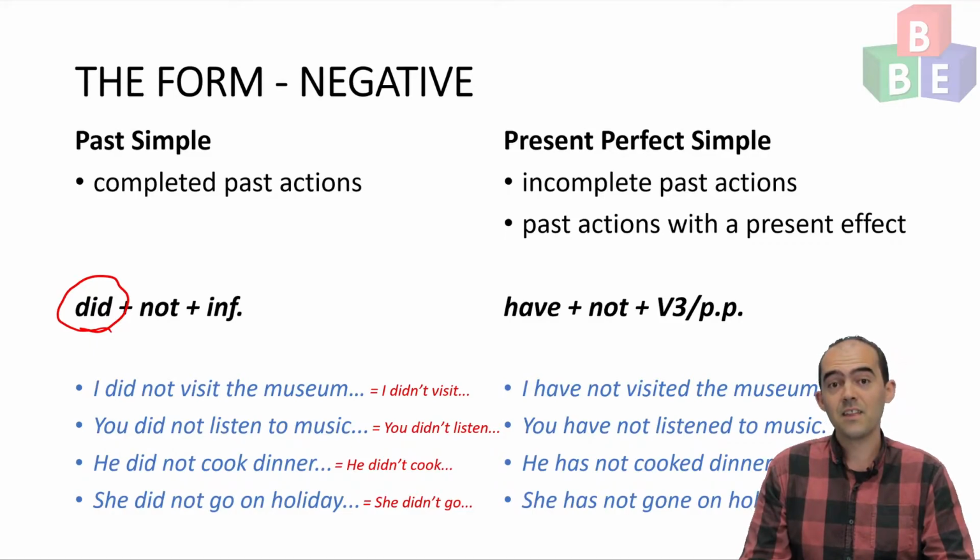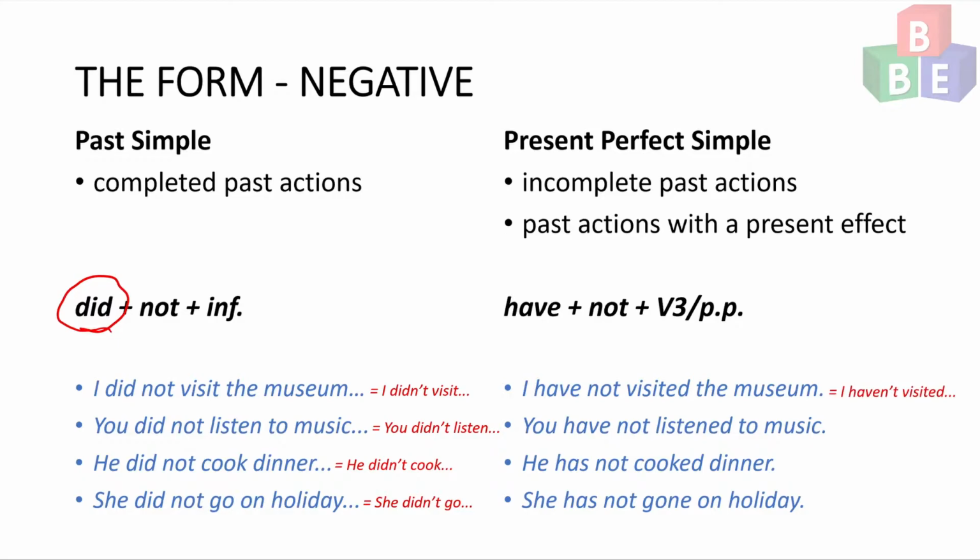And again, the have not is contracted. So, I haven't visited the museum. You haven't listened to music. He hasn't cooked dinner. She hasn't gone on holiday.